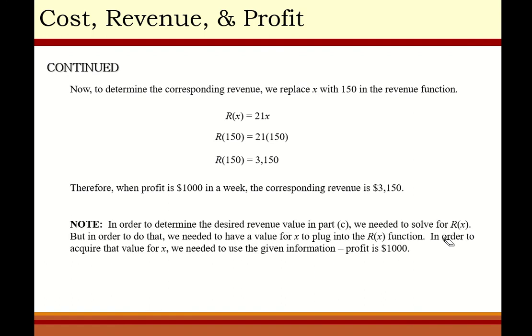Note that in order to determine the desired revenue in part C, we needed to solve for R of x. But in order to do that, we need to have the value of x to plug into the R of x or revenue function. And in order to acquire that value for x, we needed to use the given formula and the given information, which is profit is 1,000.